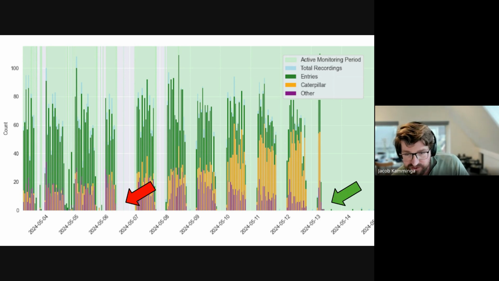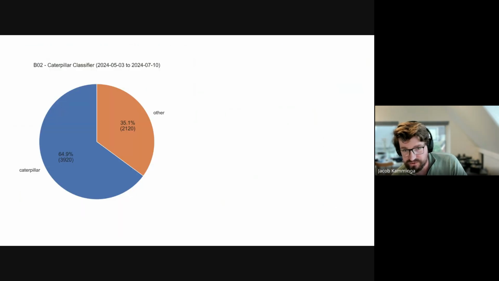But here on the 13th of May, you see something similar, but there the nest actually fledged. So after that day, the nest box was empty. The blue bars here are the actual number of recordings. Then the green bars are the number of entries, so it's a little bit less. Orange is the number of detected caterpillars, and purple is other prey. This distinction between the actual number of caterpillars and other prey will get better and better as the algorithms improve. Of course, you can also aggregate this over a period to make nice pie charts.